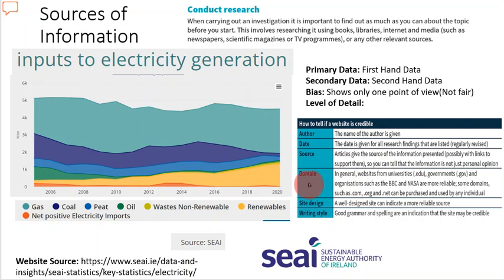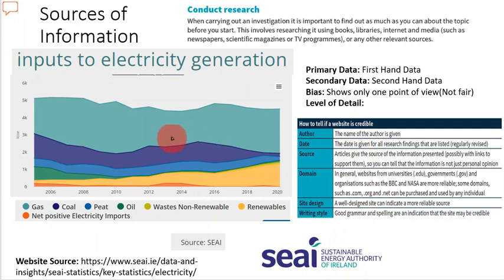Site design. It's good to look at the site, and a well-designed site can indicate a more reliable source. And writing style. Good grammar and spelling are an indication that the site may be credible as well. Okay, so these are some of the things to consider when you are finding information online and looking at the sources of the information.